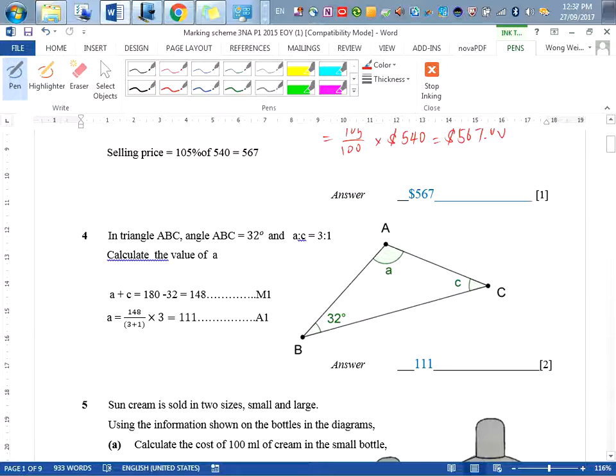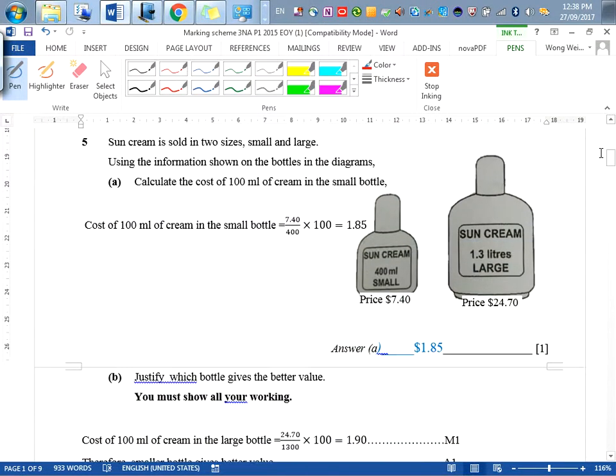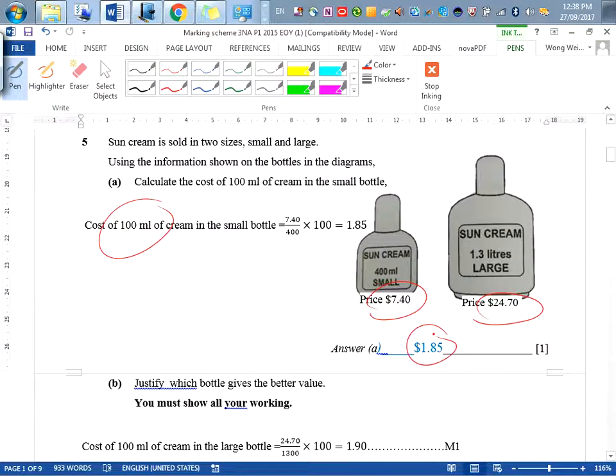Anybody needs me to go through? Okay, question 5. These are the prices that were missing. Okay, now that you know these two values, is it easy to tell me how much it costs for 100 ml in a small bottle? Quite easy, like just divide by 4, isn't it? 400 ml costs $7.40. So 100 ml is just divided by 4, right? What? Now I'm telling you to copy this down. Okay, it will cost $1.85.